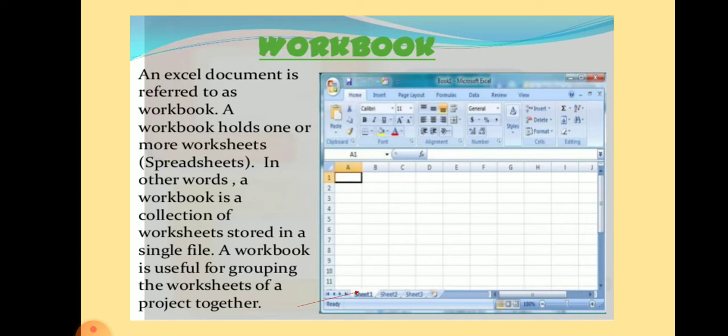Look here at the picture. This is the picture of the screen of workbook, and at the bottom you can see that sheet 1, sheet 2 and sheet 3 are written. These are the different worksheets which belong to this workbook.